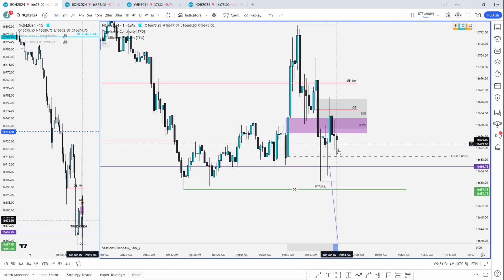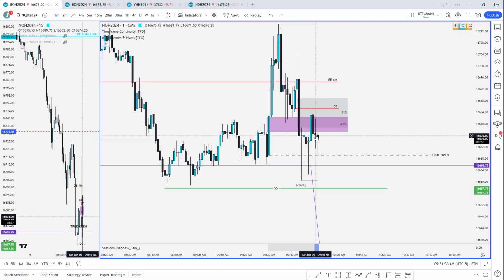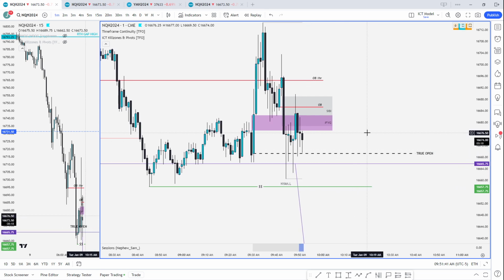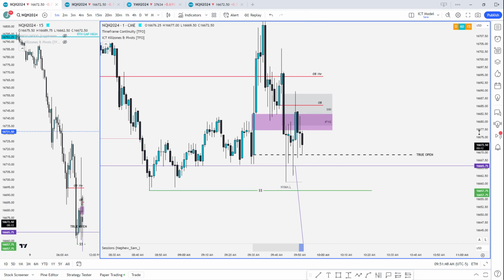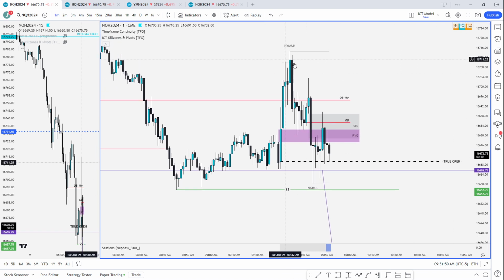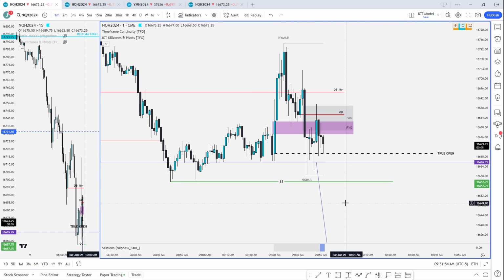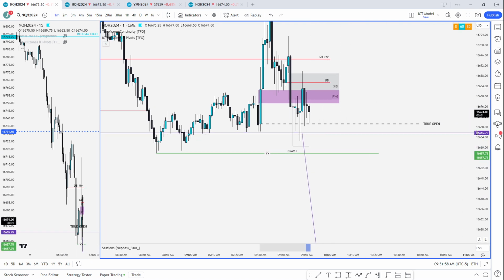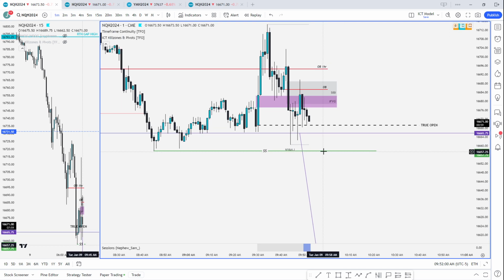We're still kind of just chopping around here, and I don't like that. Preferably you want to see it close below, like just one nice down candle that shows some displacement lower, past below true open. Now with reversal happening prior to 10 o'clock, in that first 30 minutes, we're expecting a retracement entry to happen around 10 o'clock. So 10 o'clock can either retrace or reverse.